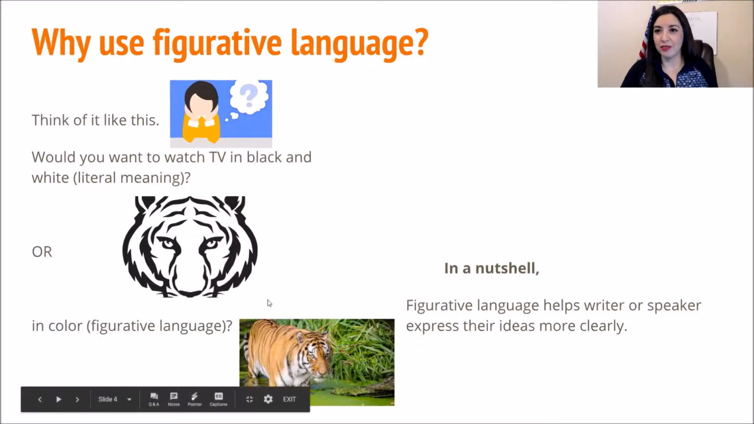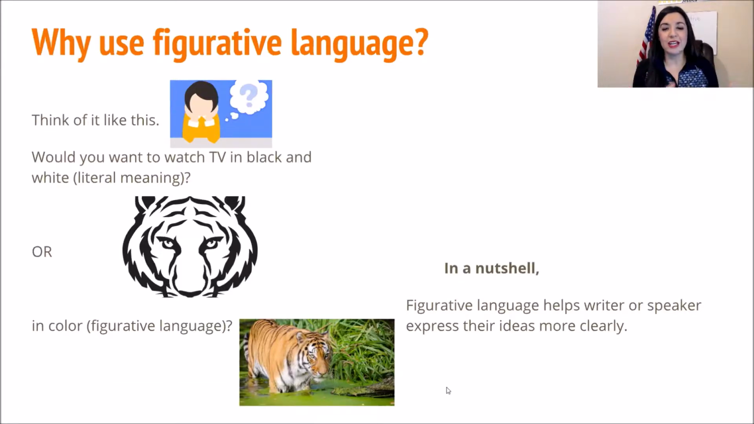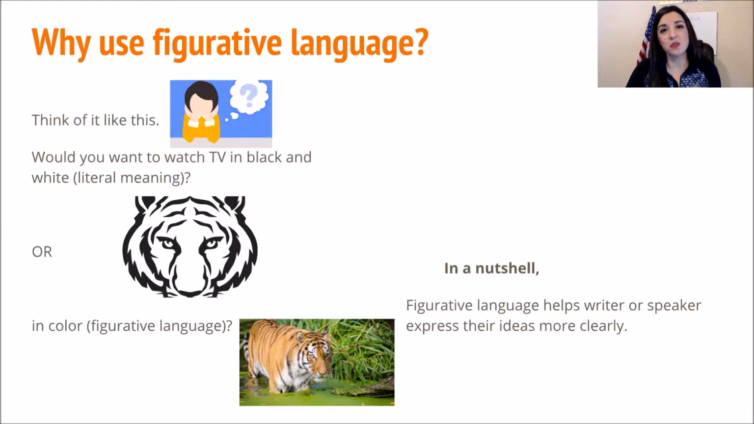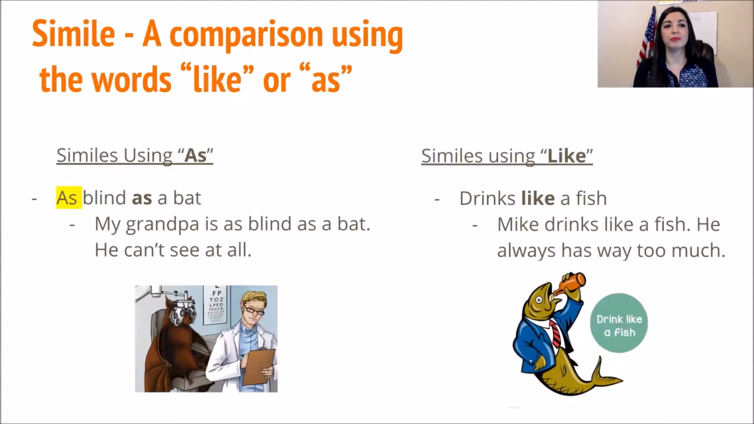For example, this picture of a black and white tiger. Of course, the colorful tiger below is more appealing and more interesting. Now, you don't want to use figurative language all the time, but it does help to sprinkle figurative language in your use of language, especially in writing. It's a good craft to show your reader that you know how to use figurative language in your writing. So in a nutshell, figurative language helps writers or speakers express their ideas more clearly.